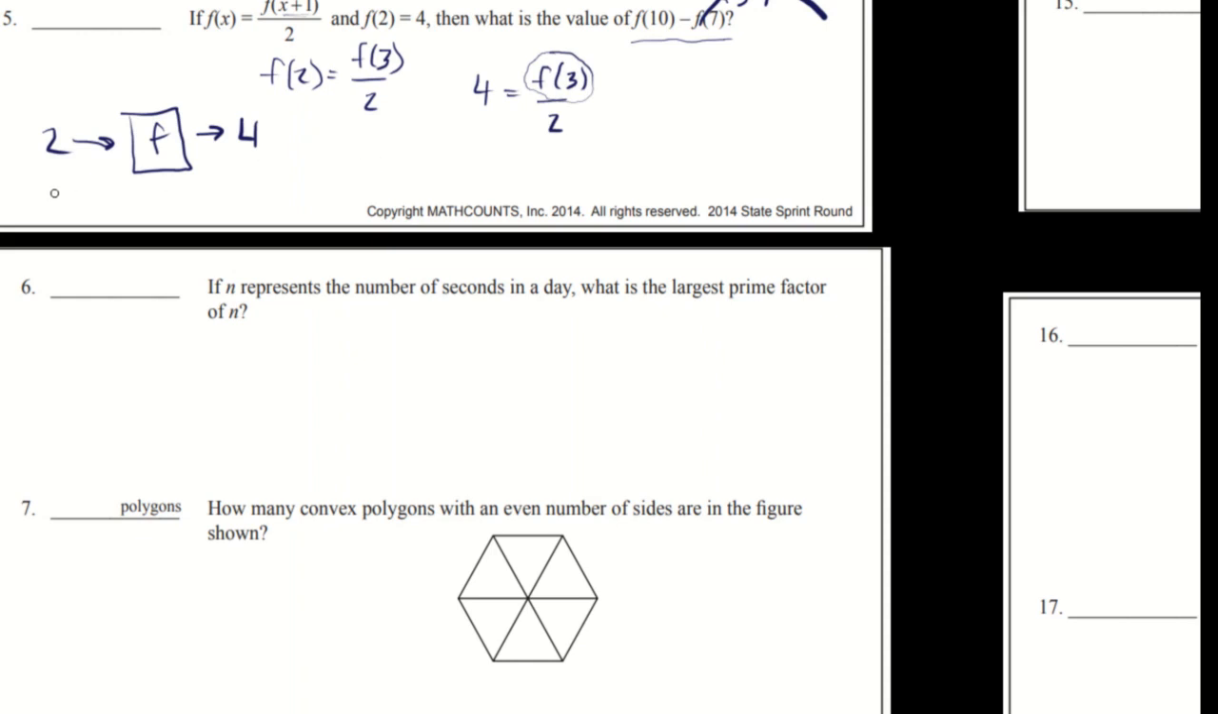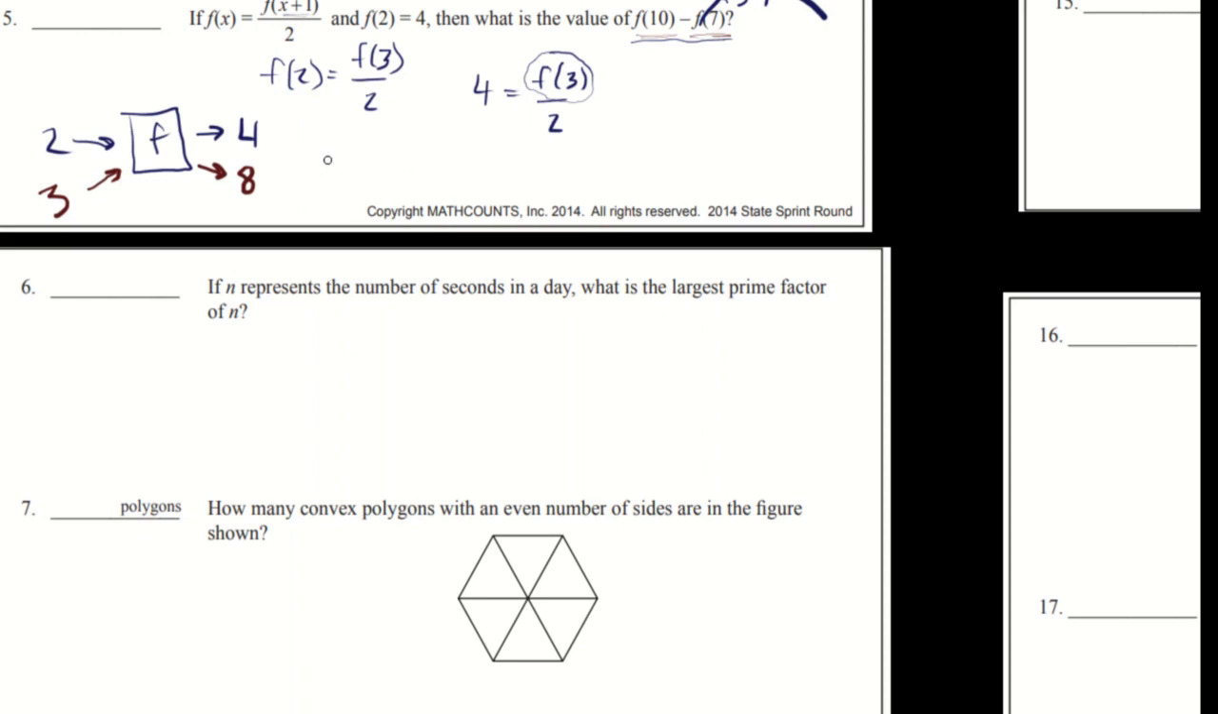Okay, so now we know that if I stick a 3 into this function, what's going to come out? It's going to be 8. And now, I don't know, how are we going to figure out what f of 10 and f of 7 are? I mean, we figured out f of 3 from f of 2, but what do we do next? Any ideas? We try to figure out the function. Yeah, maybe we could do that.